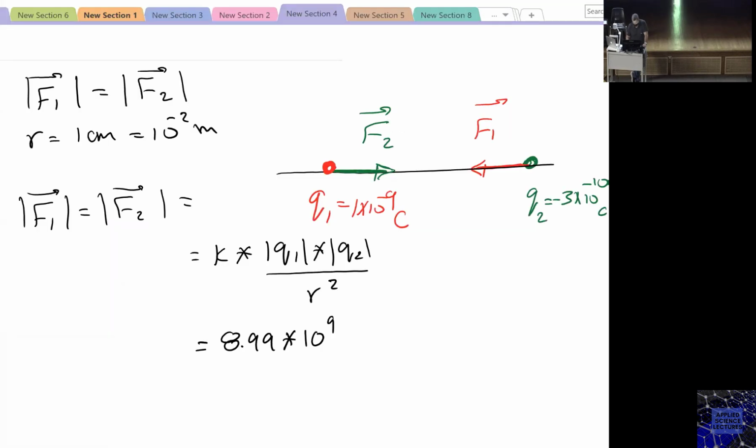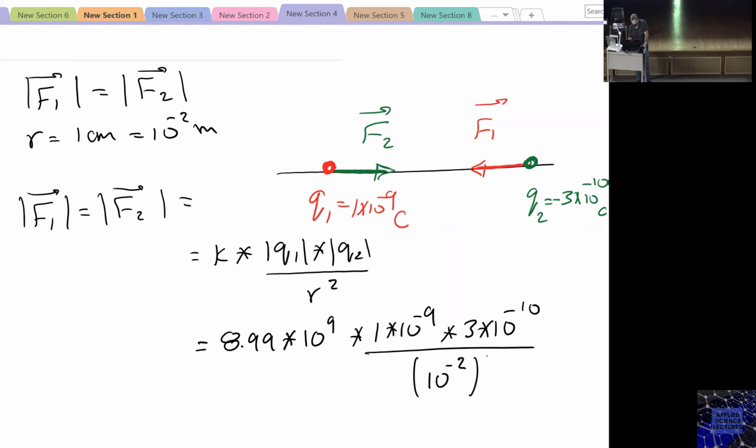So back to here. So K is 8.99 10 to the power 9 times the magnitude of Q1, which is 1 10 to the power minus 9, times the magnitude of Q2. Notice that I'm substituting here Q2 as positive because I'm using the magnitude. So this is going to be 3 10 to the power minus 10. And now all this would be divided by 10 to the power minus 2 squared. Don't forget the square. This is one of the common mistakes that students do when they calculate the magnitude of forces.